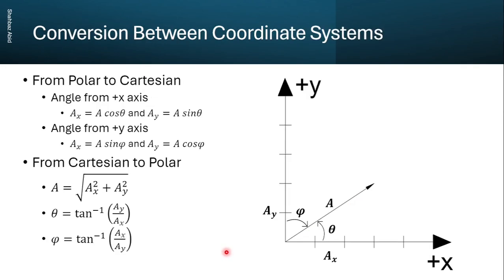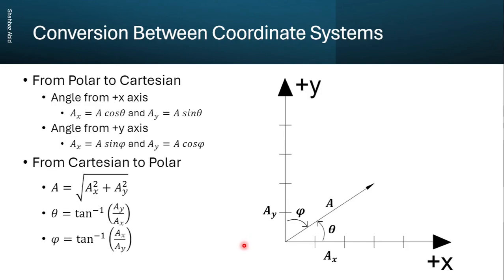In order to represent a vector from one coordinate system in another coordinate system, let us consider vector A, which is between the positive x and positive y axis. It is creating an angle theta from the x-axis, and it is creating an angle phi from the y-axis. Since it is between the x and the y-axis, it's going to be considered a two-dimensional vector.